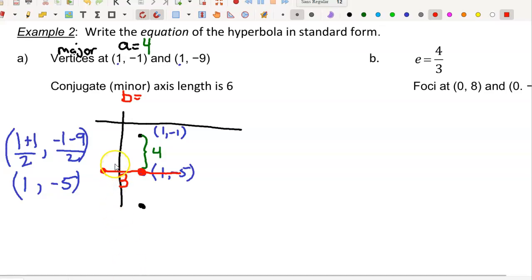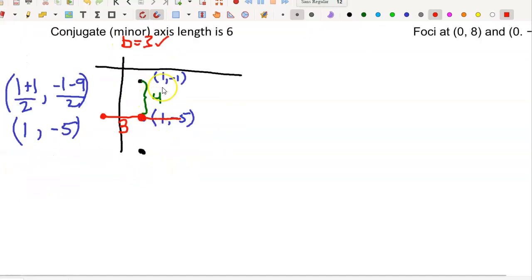And that's where we get that B value. Well, if the whole thing is 6 long, half of it must be the distance from the center to each side, plus the center plus or minus 3. So as long as we know what we're looking for, we're going to know when we're finished, right? If we know to look for the center, A, and B, as soon as you find those things, you say, okay, I have everything I need to write the equation, and we can do it.